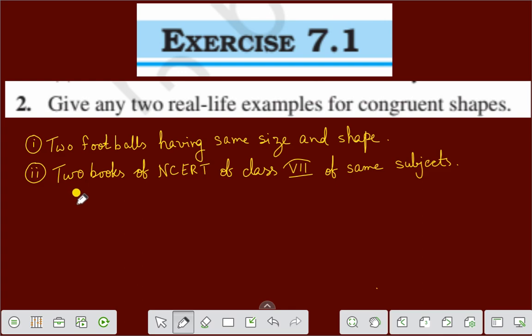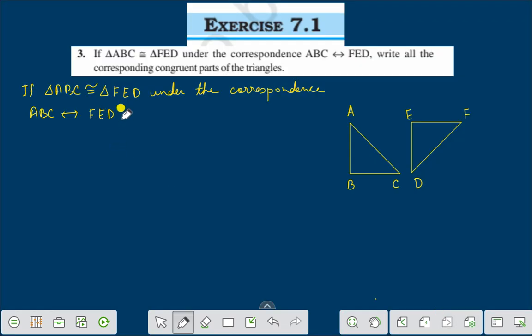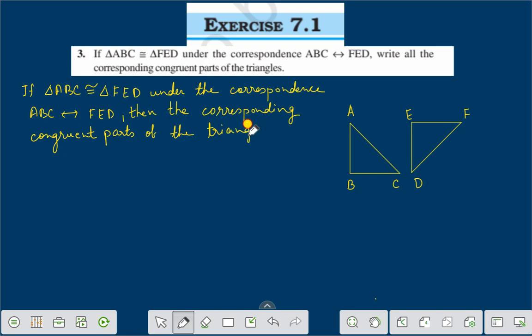then the corresponding congruent parts of the triangle are.